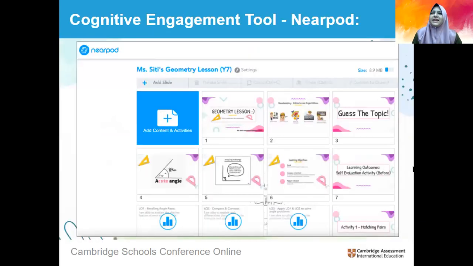So the cognitive engagement tool that I would like to share with all of you is Nearpod. I find this really, really interesting, really productive. And based on my own experience, what I like about it is I can upload my slides on Nearpod and I can have a checkpoint or a stop point at any part of my slides, and I can add either another content or activities.